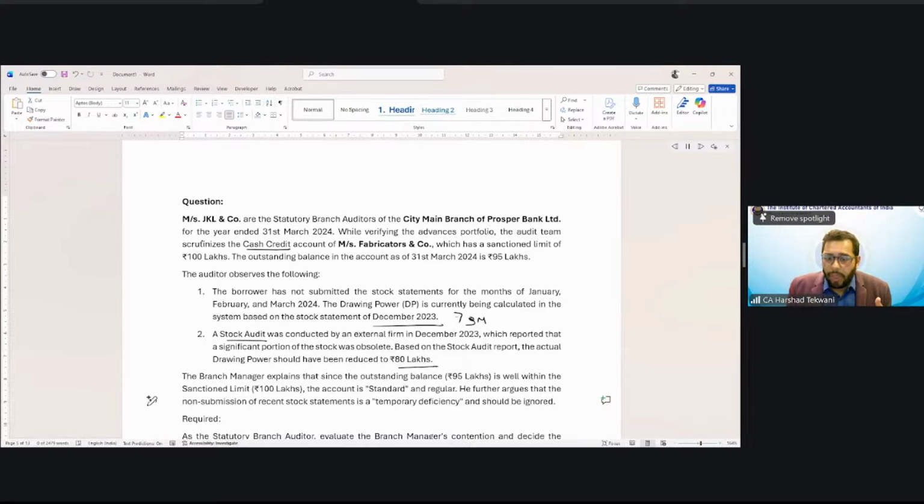We already know the drawing power should be 80. So from 80 to 95, it is already in excess, again for 3 months. It's an NPA. It's not a temporary deficiency. No, it's an NPA. Clear? Any doubt?